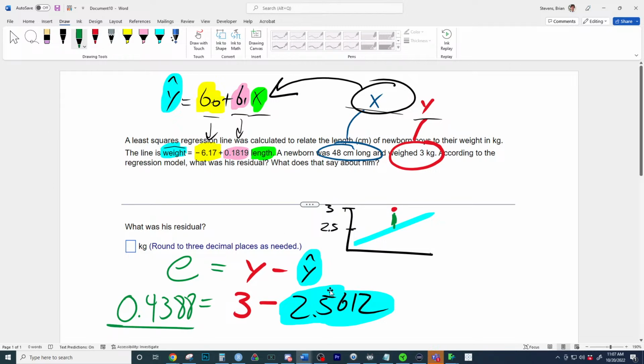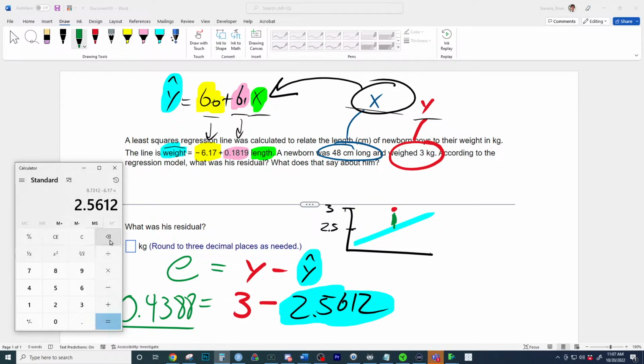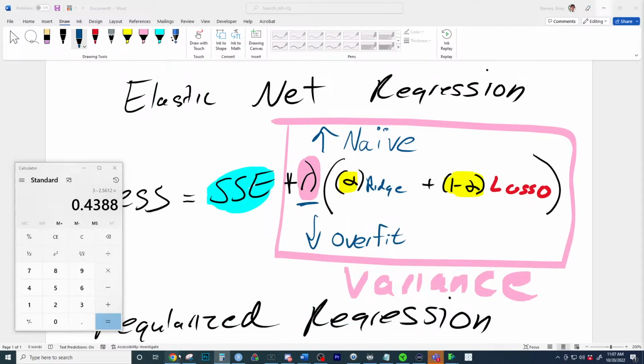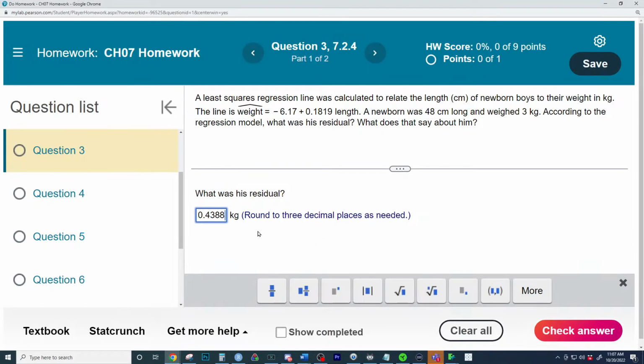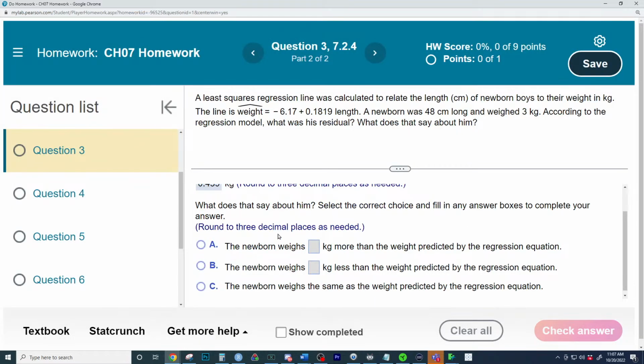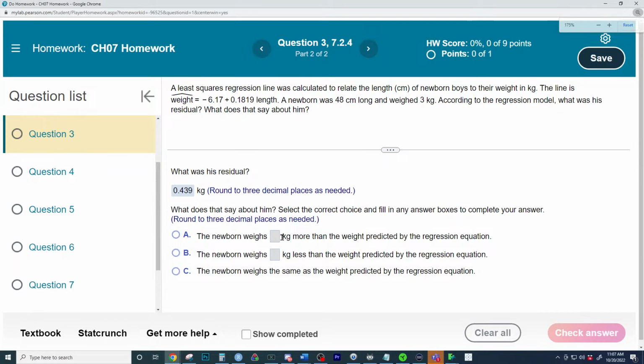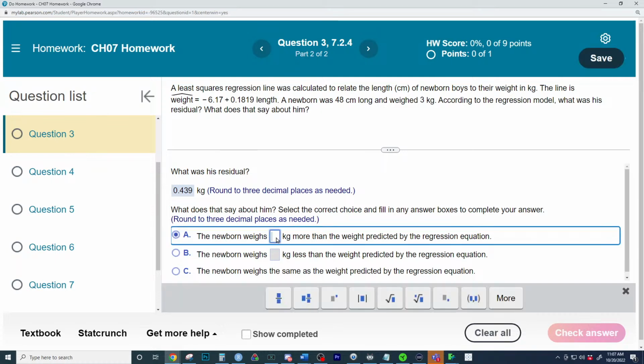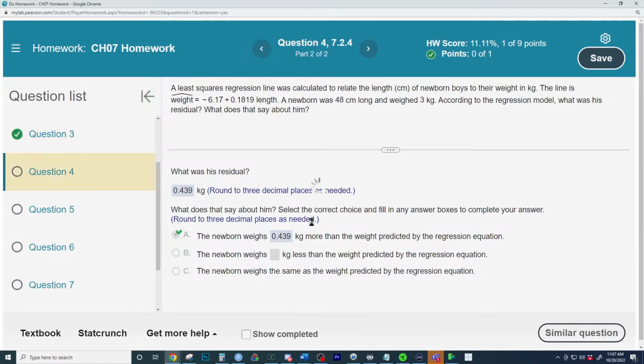A little small question, but it's all about that notation. So actual minus predicted, that is the residual. We got it right by doing the math in our head. I always like doing math in my head to see if I can get a good guess. 3 decimal places, round up. If you entered that extra decimal, just let me know. What does this say about him? The newborn baby weighs this many more than predicted. Exactly. A positive residual means you're higher than your prediction.